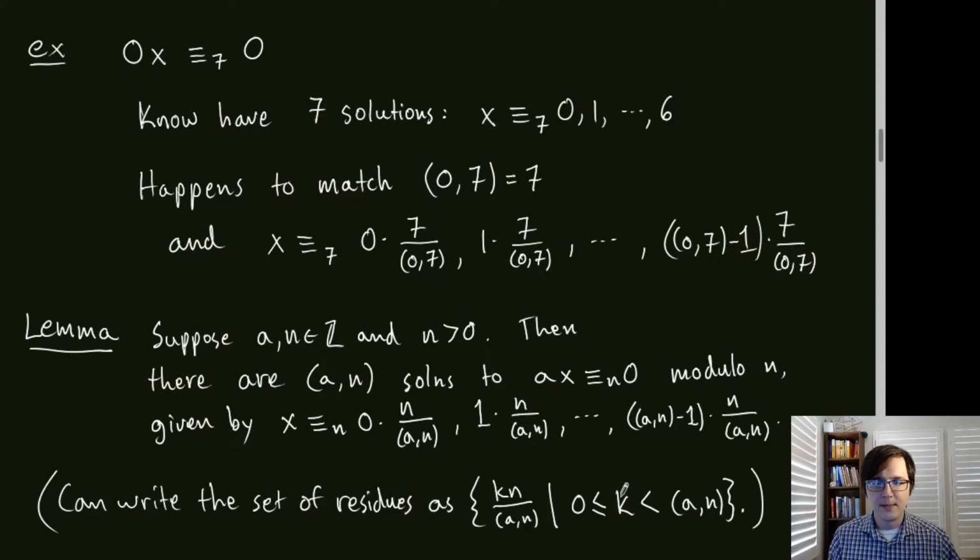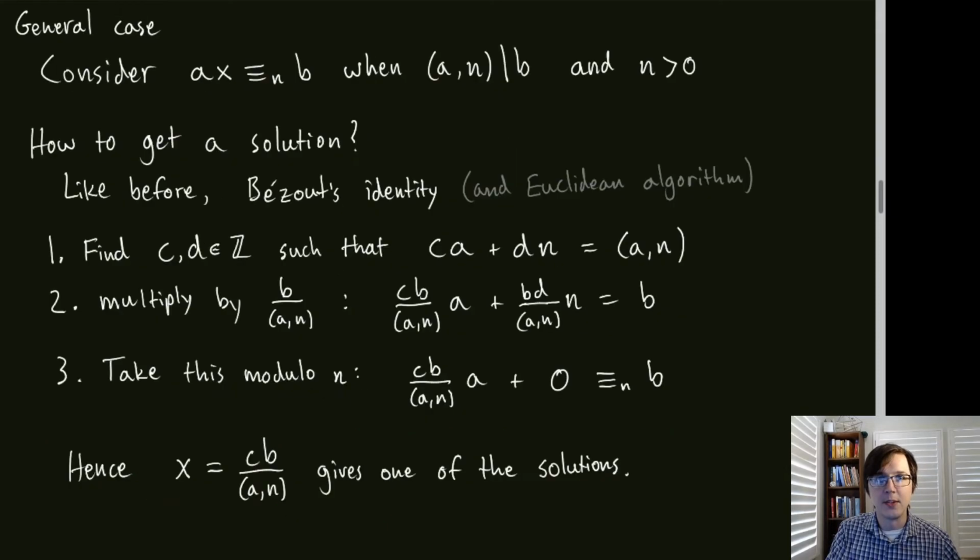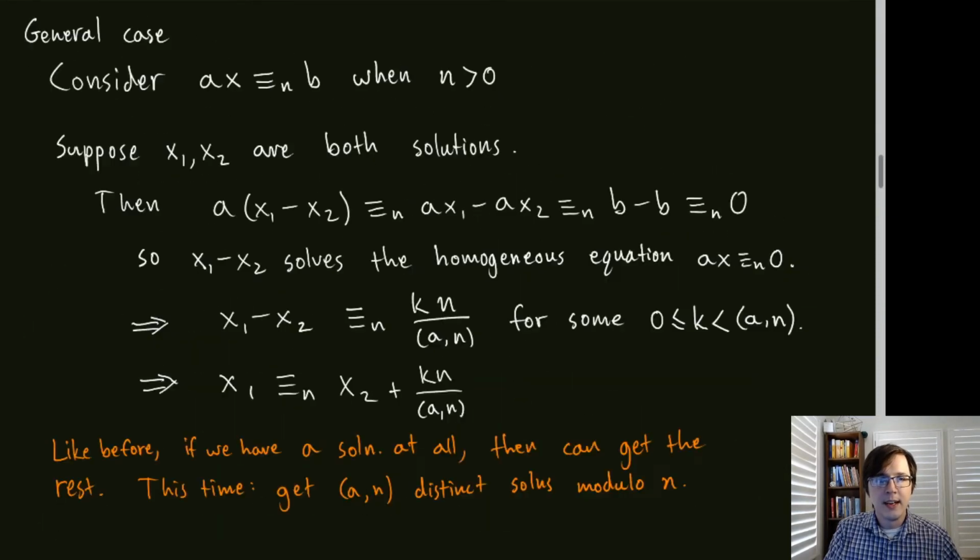Okay, so that is how you solve the homogeneous ones. Now what about the general case, when b is anything at all? One thing was that we need the GCD of a and n to divide b. But like before, let's try to reduce this to the homogeneous case by considering what happens when we have two solutions and using linearity properties.